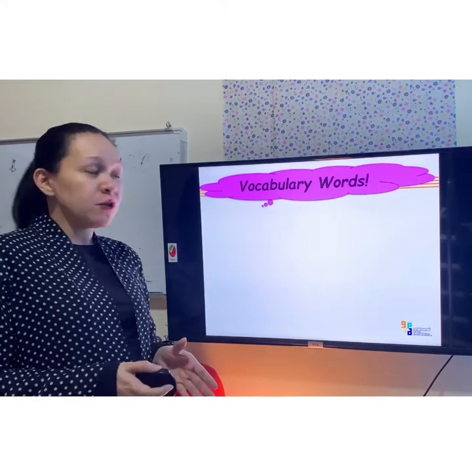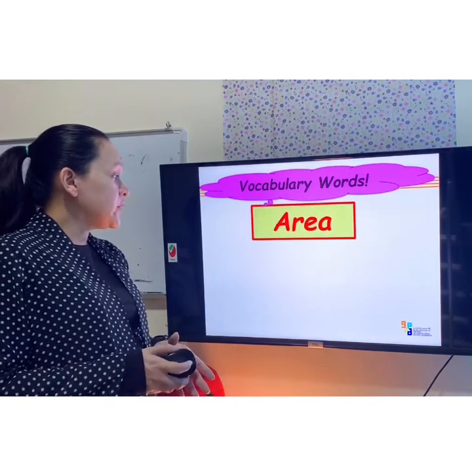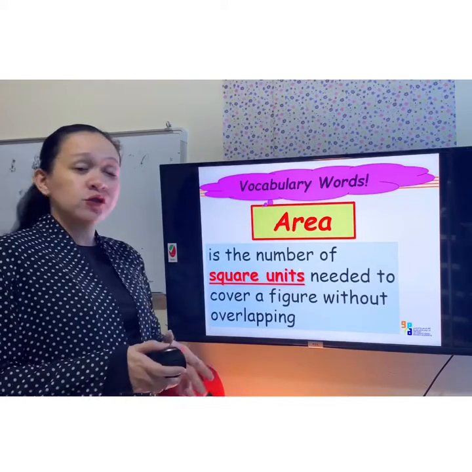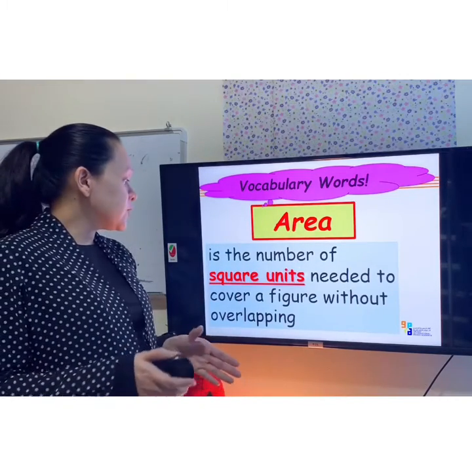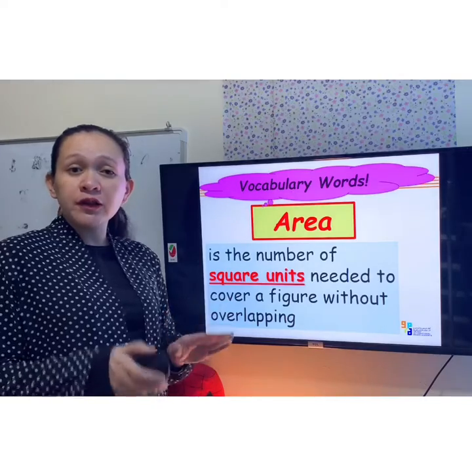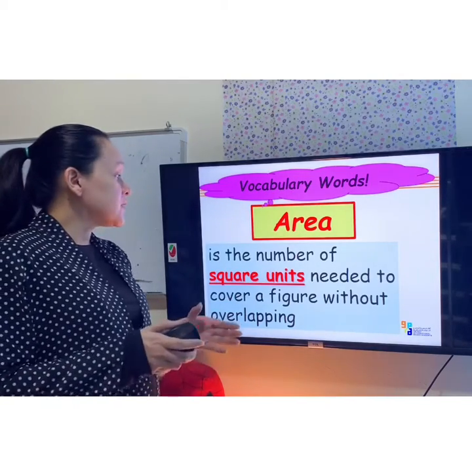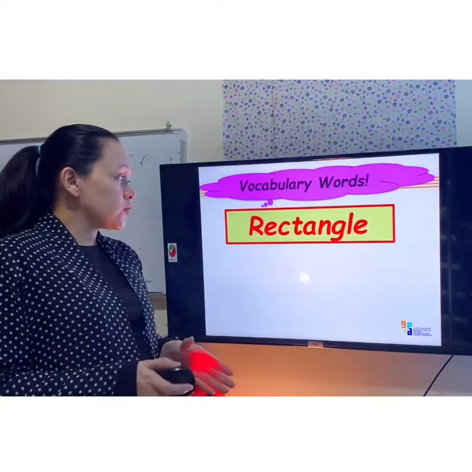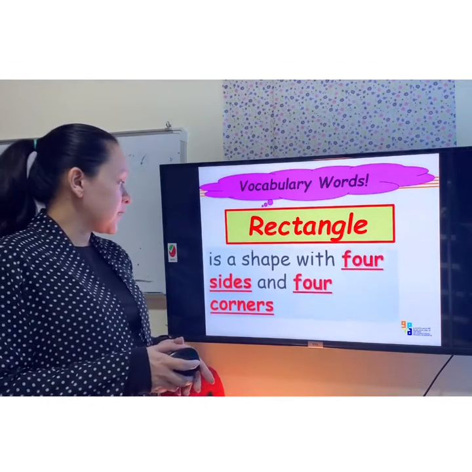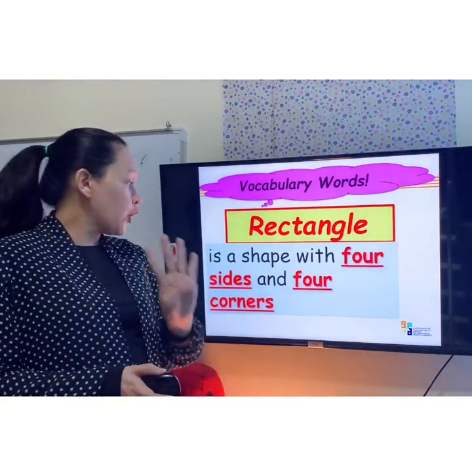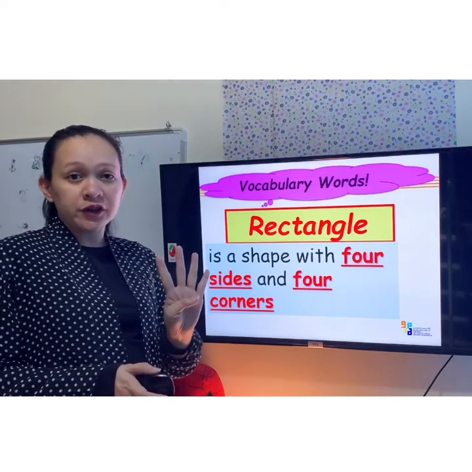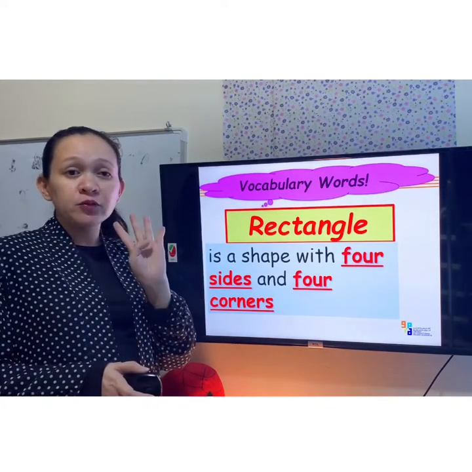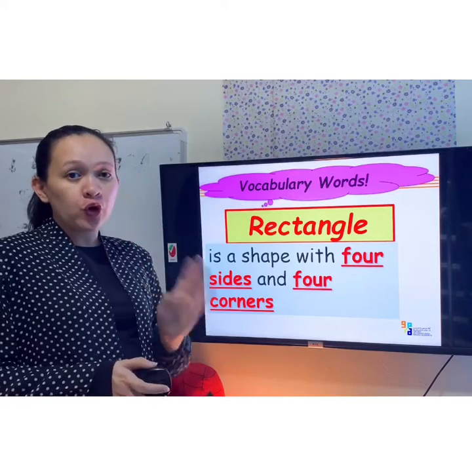For our vocabulary words, area. When you say area, it is the number of square units needed to cover a figure without overlapping. Again, this is the number of square units. Now let's move to the next one, rectangle. When you say rectangle, it is a shape with 4 sides and 4 corners. Again, rectangle with 4 sides and 4 corners.